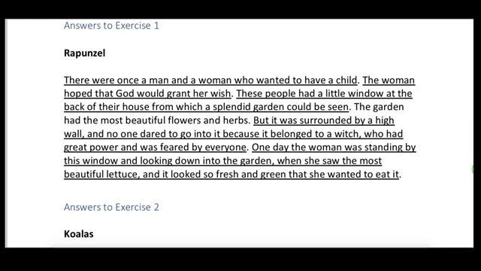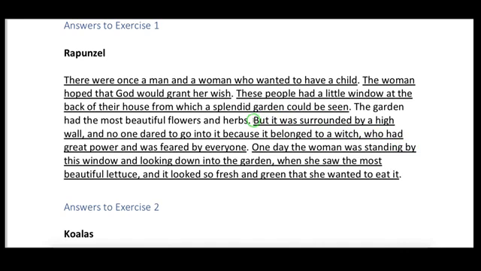The first clause is the woman hoped. That's the independent clause. The second clause is that God would grant her wish, and that's the dependent clause. The next sentence is also a complex sentence, and the one after that is a simple sentence. That's why it's not underlined.